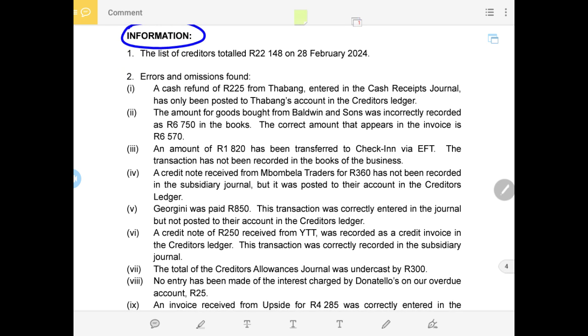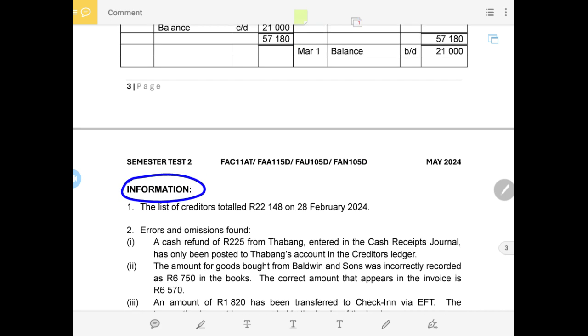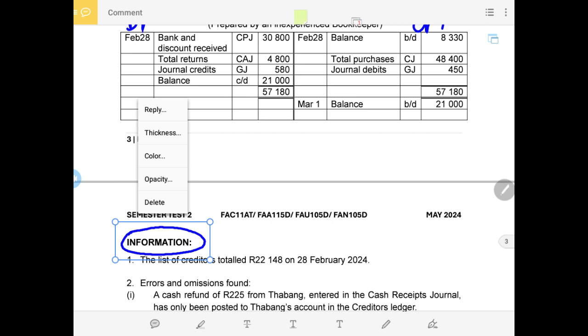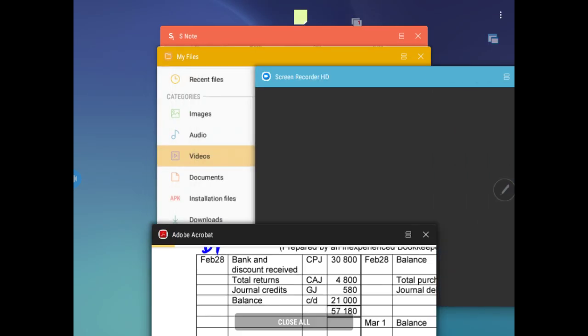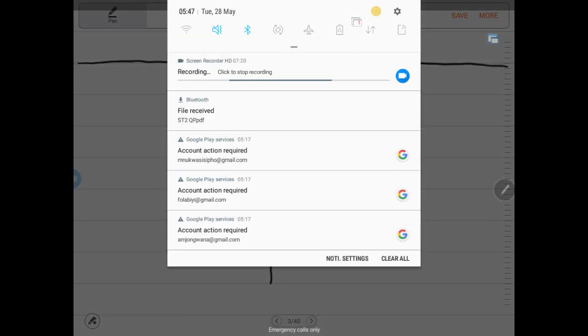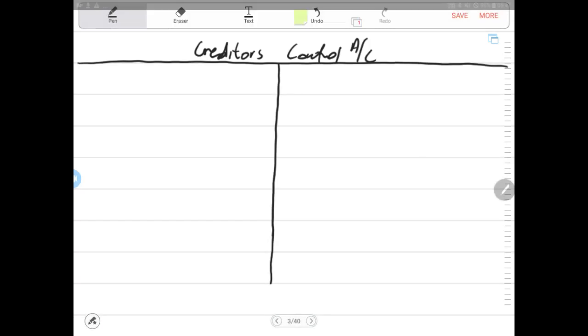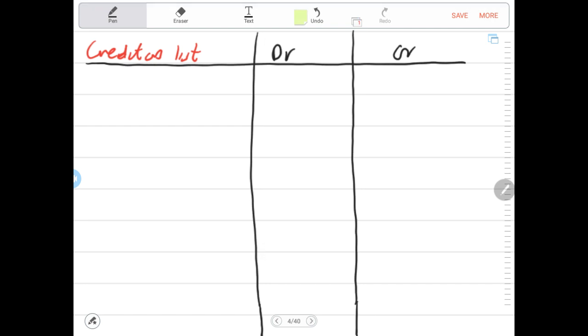And you can say that we have roughly almost 10 entries that we need to take into account in reconciling the mistakes of this inexperienced bookkeeper. Now I will start with the ledger account, which is the creditors control ledger account. Then after, I will go to the list of creditors. I've already done it for us, the creditors list with the debit and the credit.